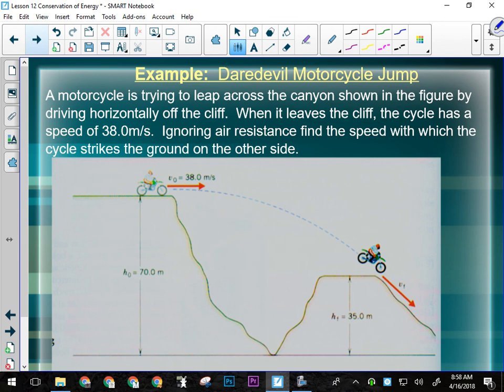Okay, so I think I have a video of this. I'm just going to double check here. This is a stunt that was done by Evel Knievel. He jumped over the Grand Canyon on a motorcycle. Now, it was a narrow part of the Grand Canyon, but that doesn't cheapen the stunt at all. He jumped over a giant canyon on a dirt bike.